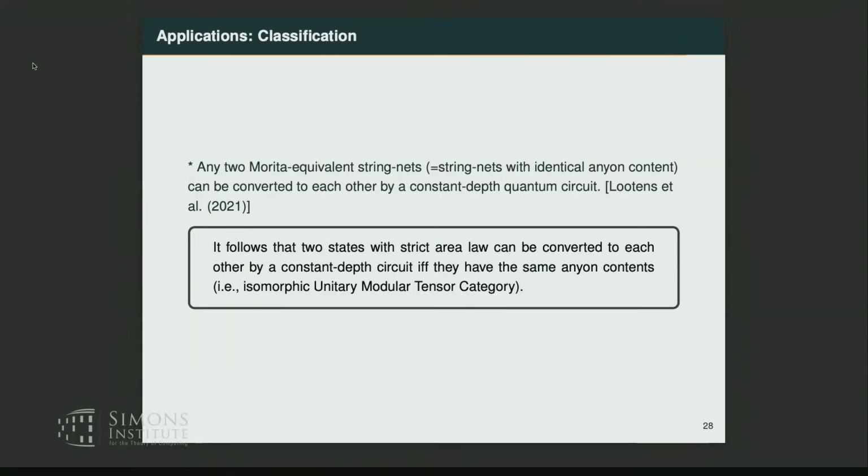And the other is this classification problem. It was proven by this very nice paper by Ludens et al. that if you have two string nets which are Morita equivalent, a very fancy way of saying that they have the same anyon content, then they can be connected to each other by a constant depth circuit. And because our result converts any state with the strict area law into a string net, we can just use their result to conclude that any two strict area law states with the same anyon content are connected to each other by a constant depth circuit.